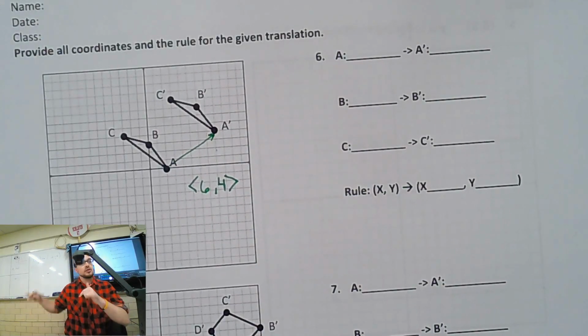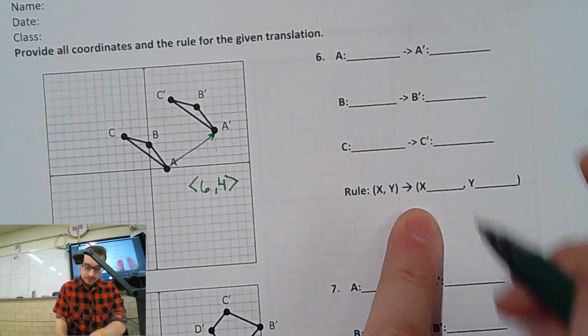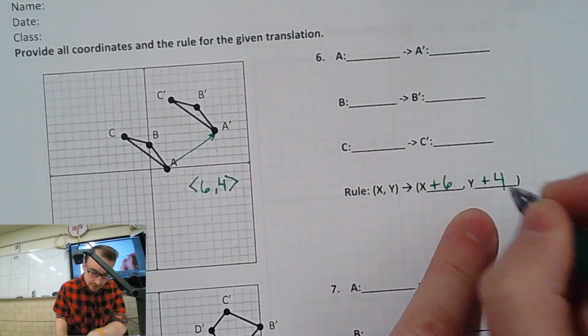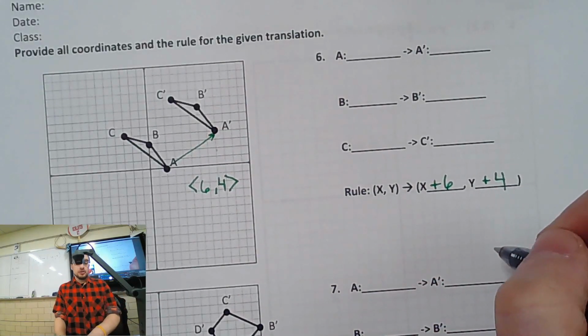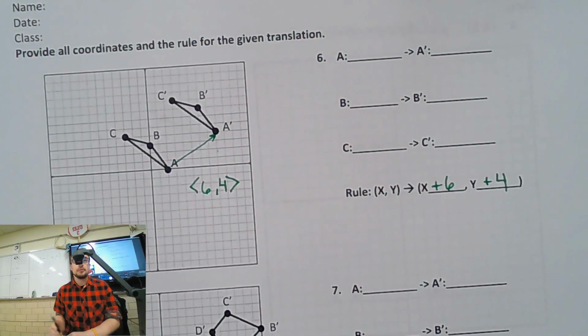So I'm moving it 6 to the right, 4 up. So what's my rule going to be? X plus what? X plus 6 and Y plus 4. What I would do is I'd write down these 3 coordinates, and then I'd do that and just get those guys for free, right? How do you feel? That's translations. Remember when that was hard?